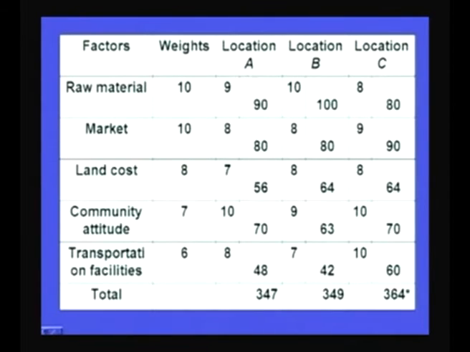Now location A has got a total of 347 points on all these 5 factors. Location B has got 349, a summation of all these points. Similarly, location C has got a summation of 364. So 347 for location A, 349 for location B and 364 for location C. So we have seen that by a very simple method we have been able to find out which location is going to give us the maximum points.